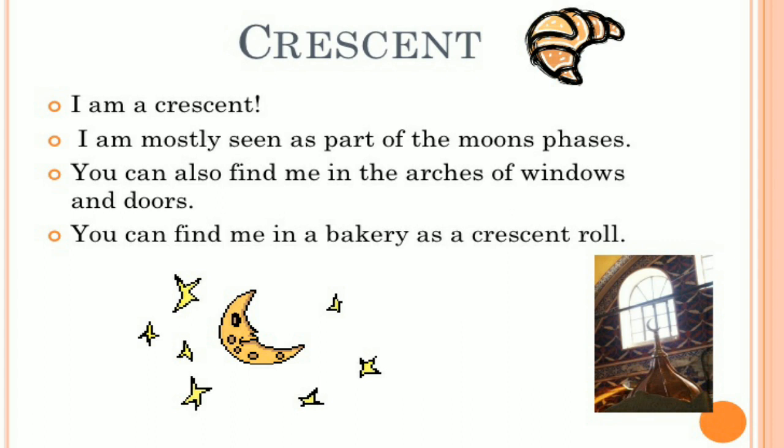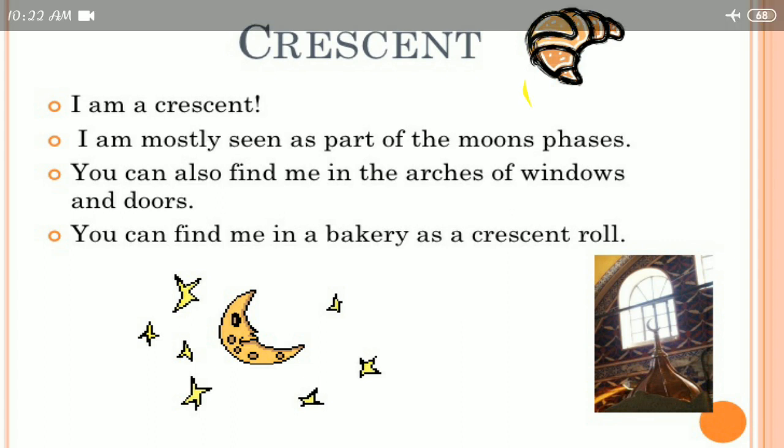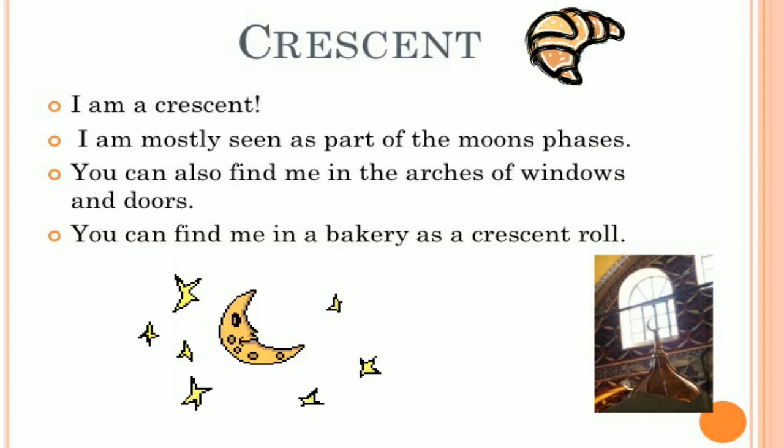So here we can find that window and door arches are also a crescent shape, and you can find me in a bakery as a crescent roll. So here we can find a bakery roll is in a crescent shape. So crescent shapes, we can find many things all around us. So students, you all understand about crescent shapes.